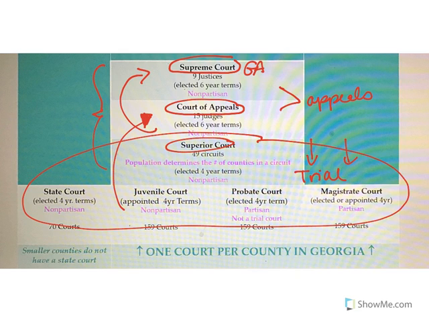Your Supreme Court also is the court that deals with capital crimes. A capital crime is something like a murder that could lead to a death penalty case. Okay? So the Supreme Court hears appeals as well as capital crimes cases.